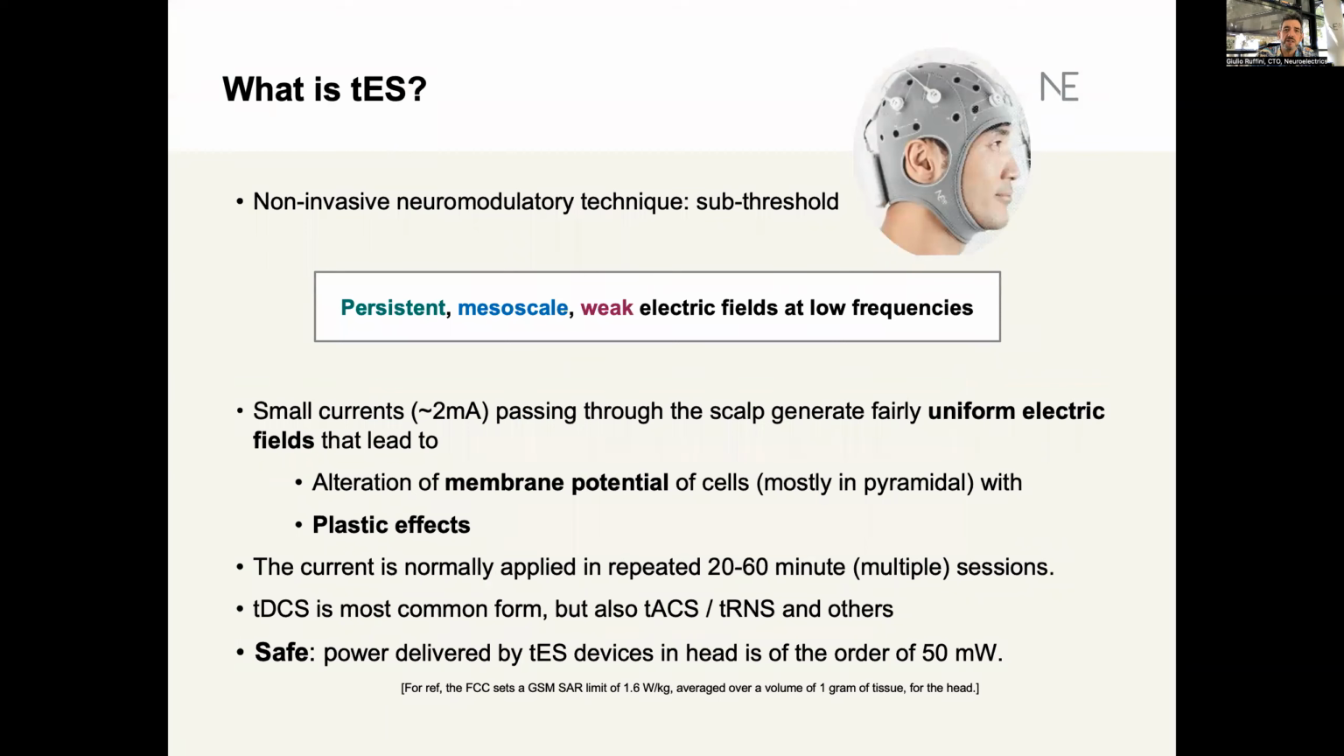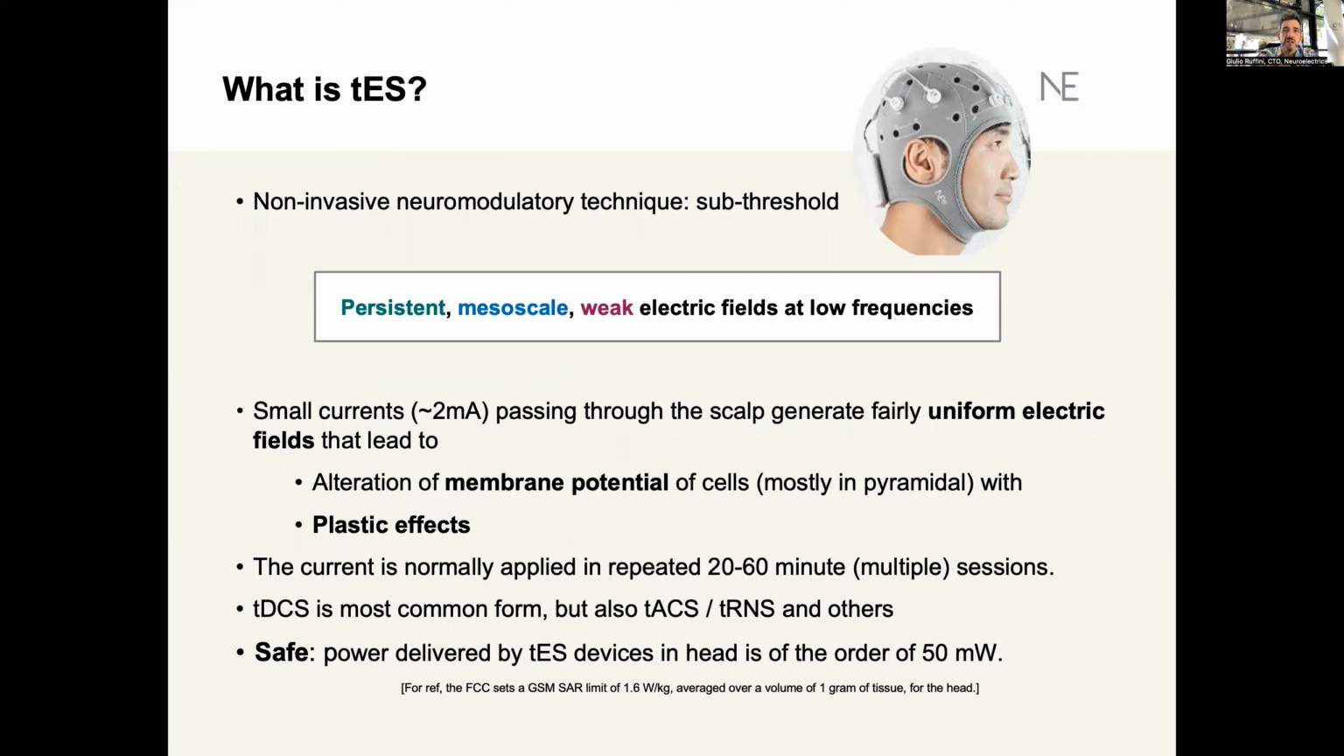So first, briefly, what is tES? tES is a non-invasive neuromodulatory technique. By this, I mean that it's a sub-threshold technique. It doesn't by itself cause neurons to fire like other ones, like TMS. As a summary, I would say it's a persistent mesoscale, weak electric field action at low frequencies. This is done by passing small currents to the scalp to generate fairly uniform electric fields, without a very high resolution, that alter membrane potential, mostly in pyramidal cells, modifying dynamics, and this leads to plastic effects.